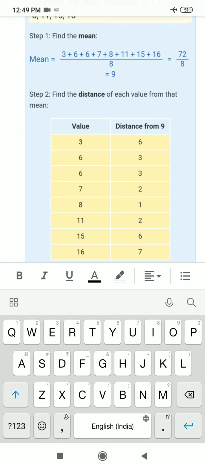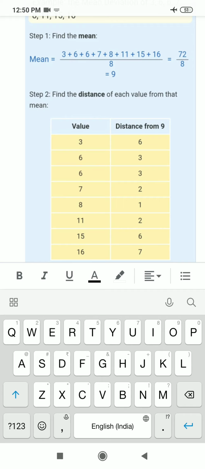For example, if I concentrate on the first value 3, it is 6 distance away from 9. But if I consider 11, then it comes out to be minus 2. But in this case you will not write it as minus 2, you will write it as 2. You will ignore the minus sign. Similarly, 15 is 6 distance away from 9, and 16 is 7 distance away from 9.